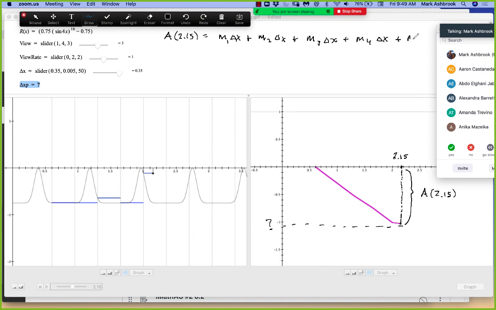So this would be m5, but not delta x, but dx. dx is how far we are into the current interval. So this is our delta x of 0.35. dx is how far we've gone into the current interval.